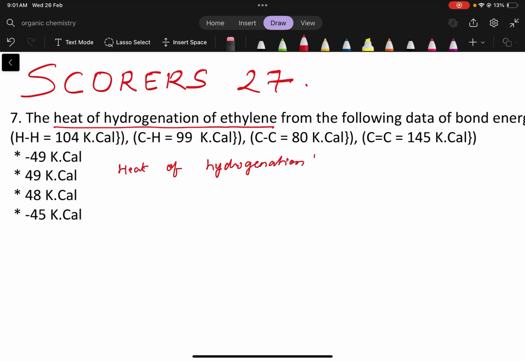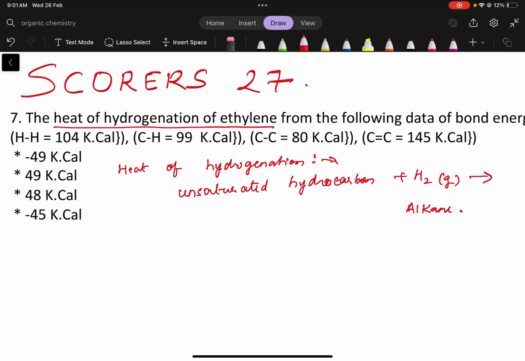hydrogenation. Heat of hydrogenation is the amount of energy released when an alkene or an alkyne, that is, an unsaturated hydrocarbon, reacts with hydrogen gas to form an alkane. It is also known as the enthalpy change that occurs during the catalytic hydrogenation.